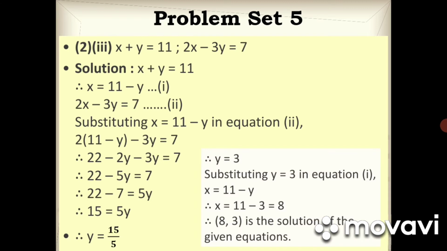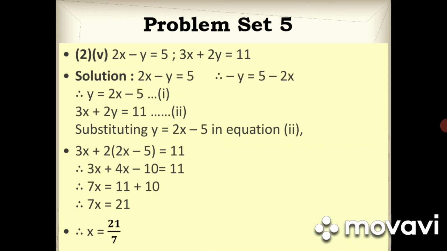Substituting y = 3 in equation 1, x = 11 - y, therefore x = 11 - 3, and that is equal to 8. Therefore the ordered pair (8, 3) is the solution of the given equations. Let us solve question 2, subdivision 5. The two equations are 2x - y = 5 and 3x + 2y = 11.